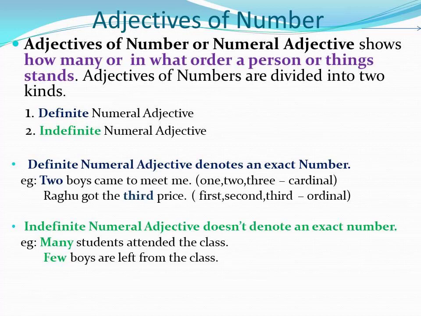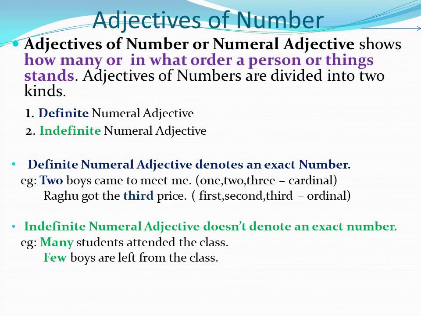Definite numeral adjective denotes an exact number. For example, two boys came to meet me. In this sentence, two is an exact number. It denotes the boys, so that it is called adjective. In the second sentence, Raghu got the third prize. Third is an exact number. It denotes the prize.